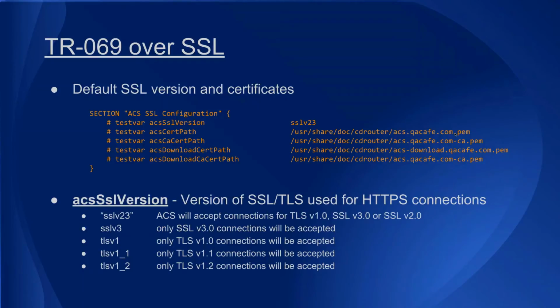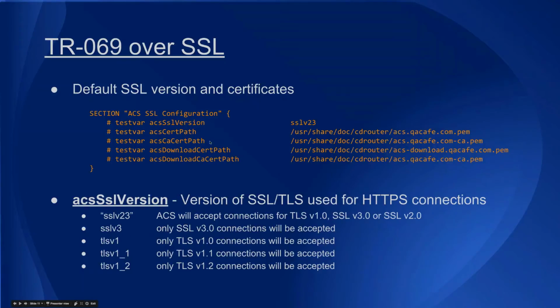However, if you would like to use a different set of certificates, CDRouter does ship with a self-signed certificate that you can use, or you can use your own self-signed certificates. In order to use self-signed certificates, you simply need to upload the ACS certificate along with its private key in PEM format, and then update the ACS cert path test var with the location of that certificate.